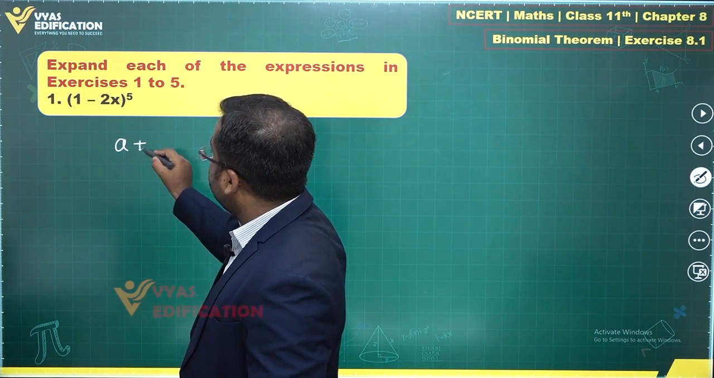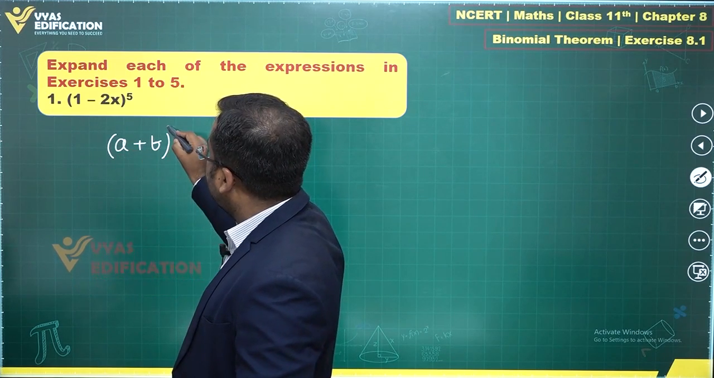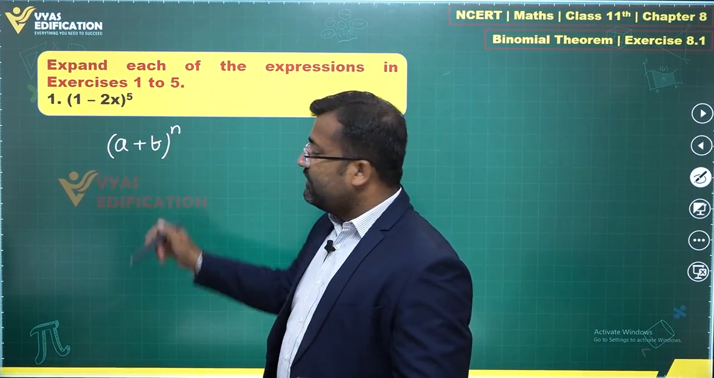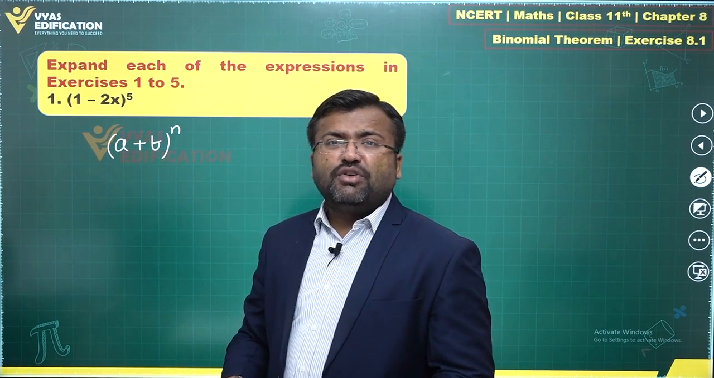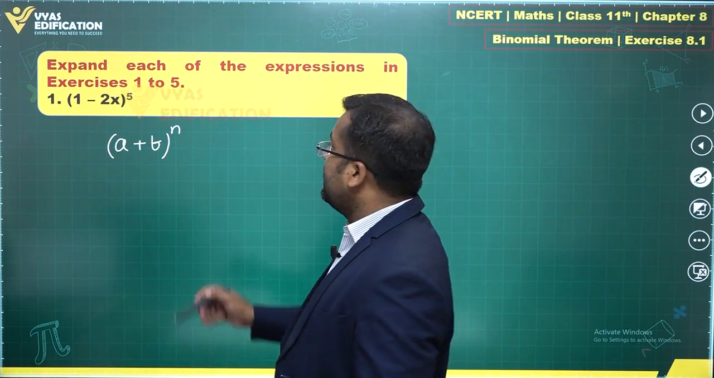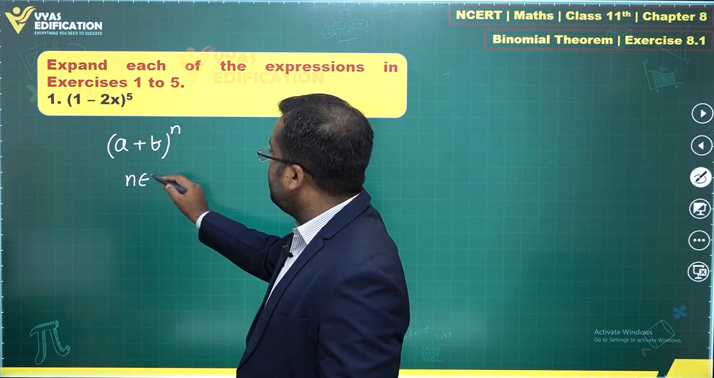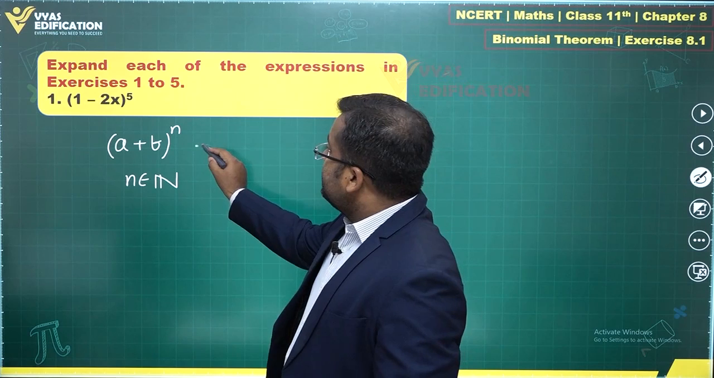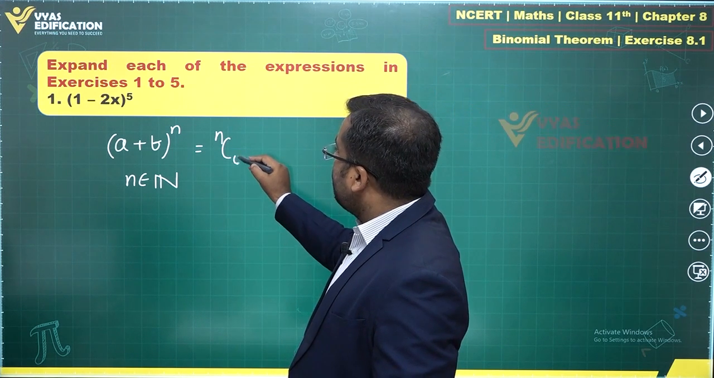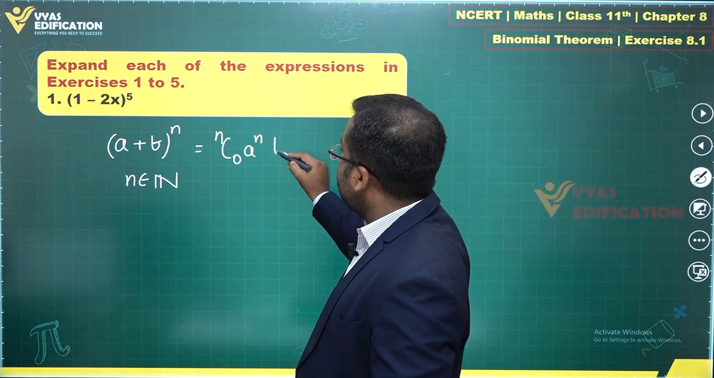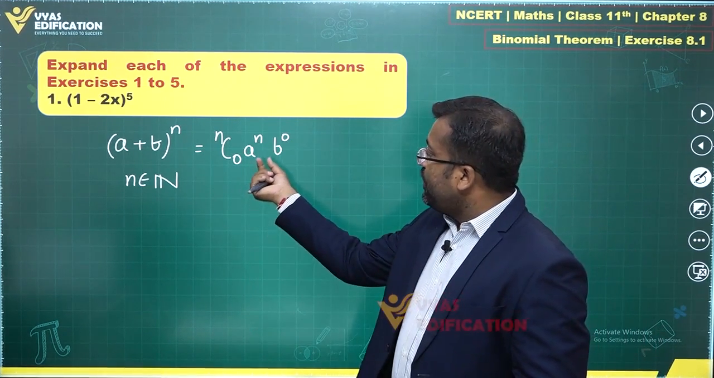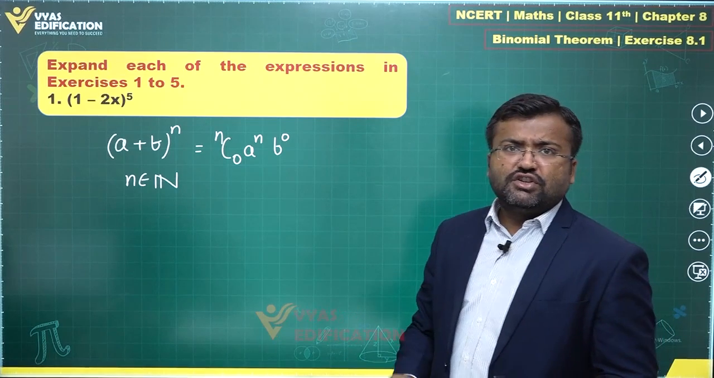Binomial theorem is basically the expansion of (a plus b) whole power n, where n belongs to natural numbers, that is positive integers. This is equal to nC0 a power n b power 0. The first term that begins is nC0 a power n b power 0. B power 0 is obviously 1.